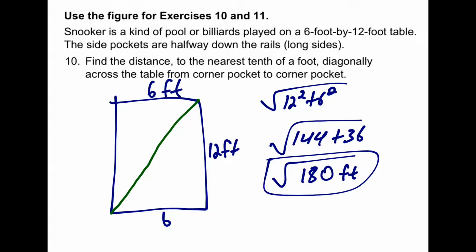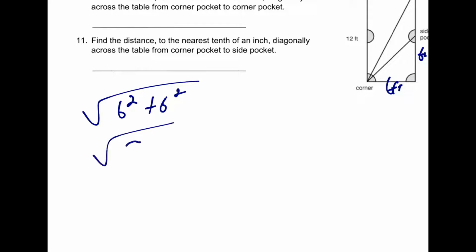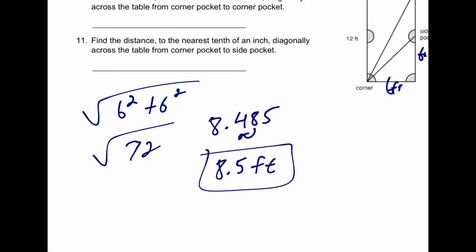They want it to the nearest tenth, so we could call that 13.4 feet. Number 11, we can see that the side lengths are both 6 feet of this triangle. So we can take the square root of 6 squared plus 6 squared, or the square root of 72. They want this rounded to the nearest tenth, so 8.485 gets rounded to the nearest tenth and becomes 8.5 feet.